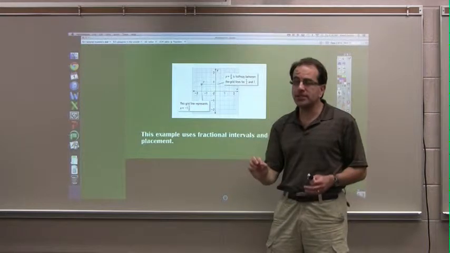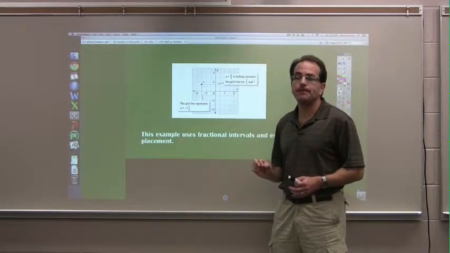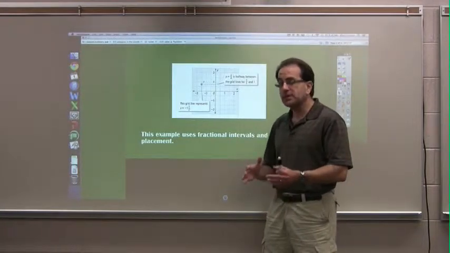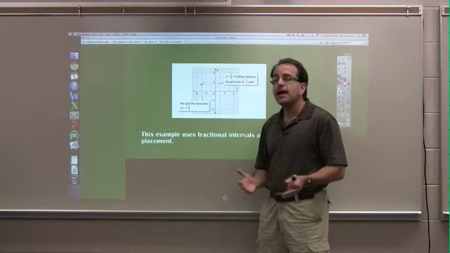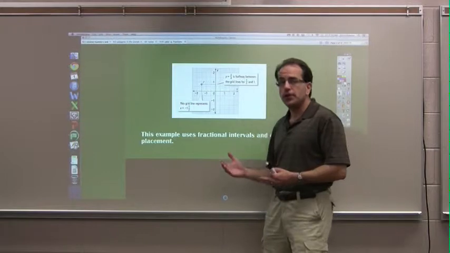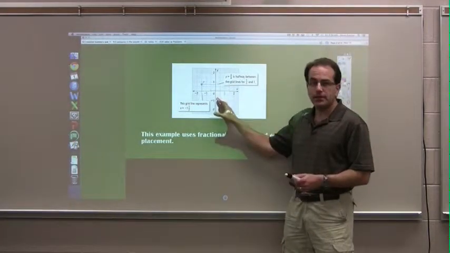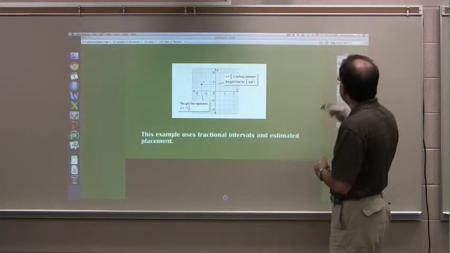So they've not only broken down this coordinate plane into fractional parts, they still had to do a good estimate of where that point should be. So this is combining both methods at once. But essentially, it's still the same as plotting integers and whole numbers on a coordinate plane. So, pretty basic. Now we're going to look at a reflection.